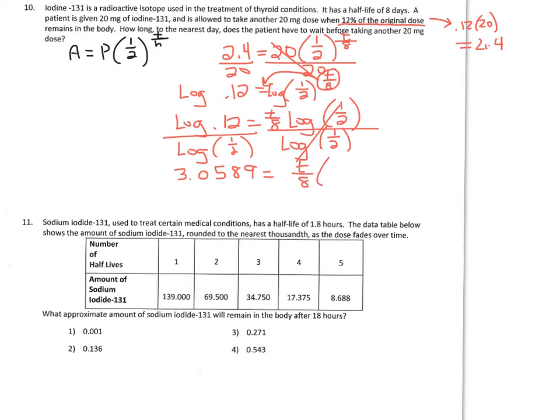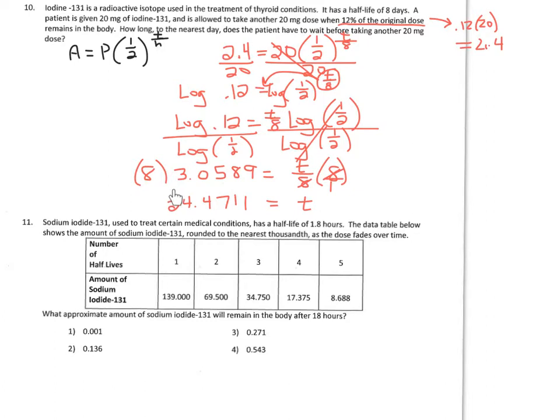If we multiply both sides of the equation by 8, the 8 on the bottom, which is really 8 over 1, cancels with the 8 on top, leaving us with just T. And when you multiply the value in your calculator times 8, it's going to give you approximately 24.4711.